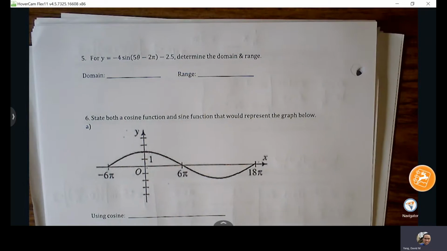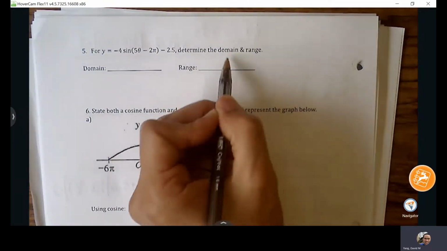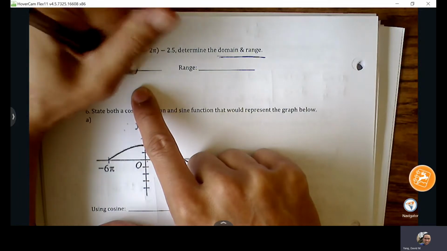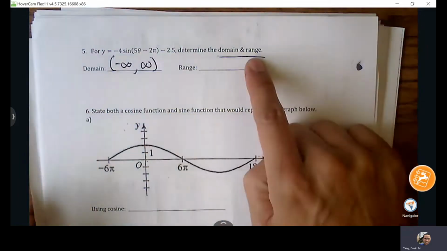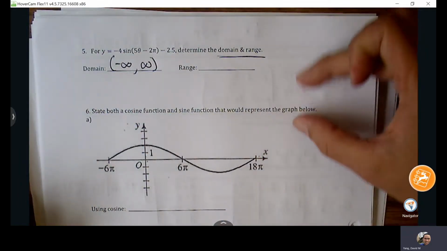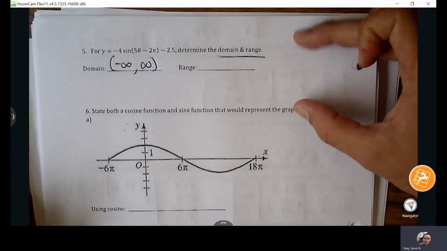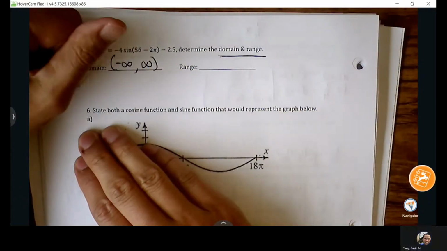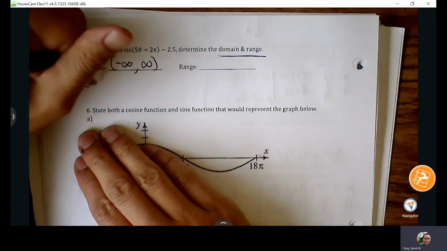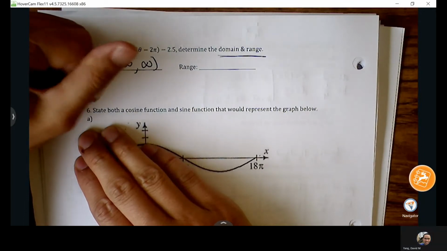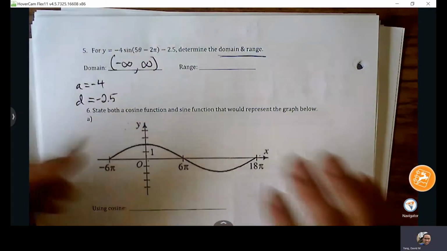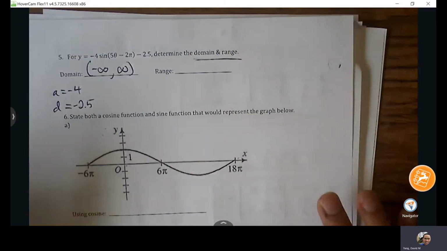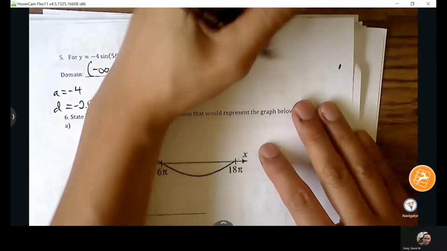Okay, let's look at number 5. It's only asking for domain and range, so we know the domain is already all real numbers. Don't have to worry about that. The range is vertical. It's only going to be affected by your A and your D value. So we really don't care about the phase shift. It's not going to have an impact on us, so we can save our time by not worrying about that.